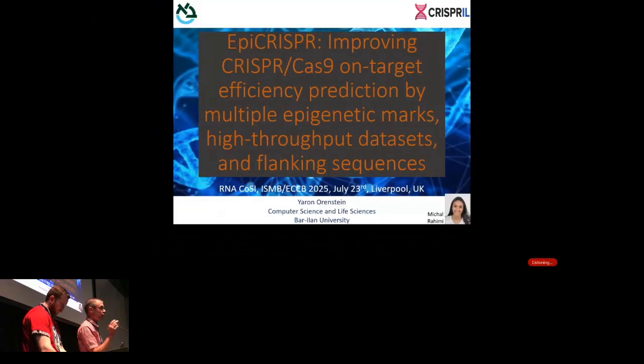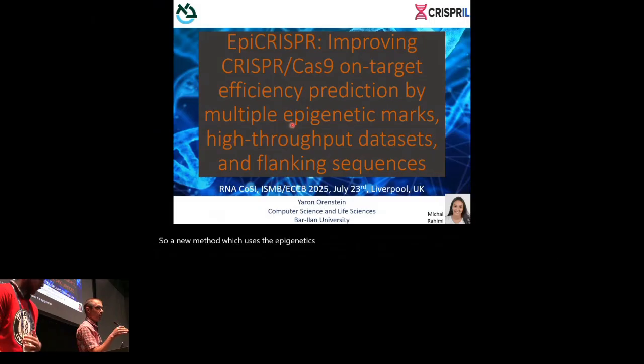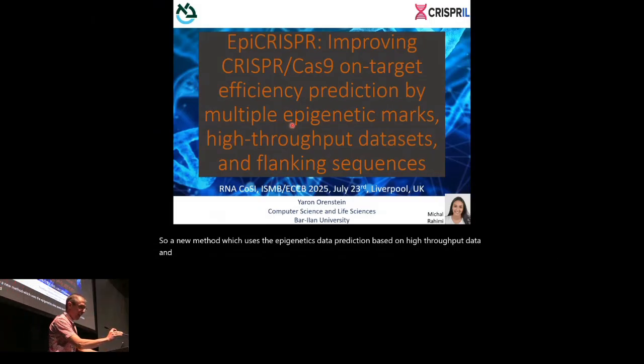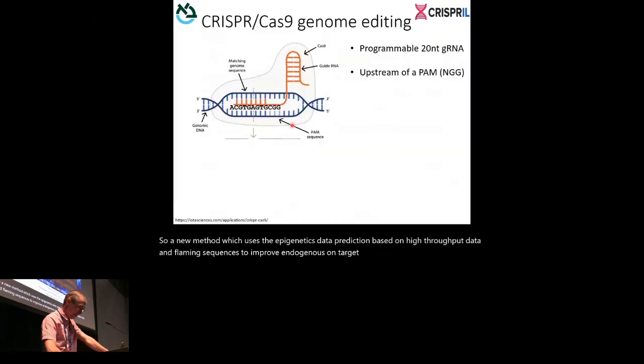I think my talk marks the transition to CRISPR-related talks for the rest of the session. And I'll present EpiCRISPR, a new method which uses epigenetics data, prediction based on high-throughput data and flanking sequences to improve endogenous on-target efficiency prediction. This work was done by my former master's student, Michal Archimi.